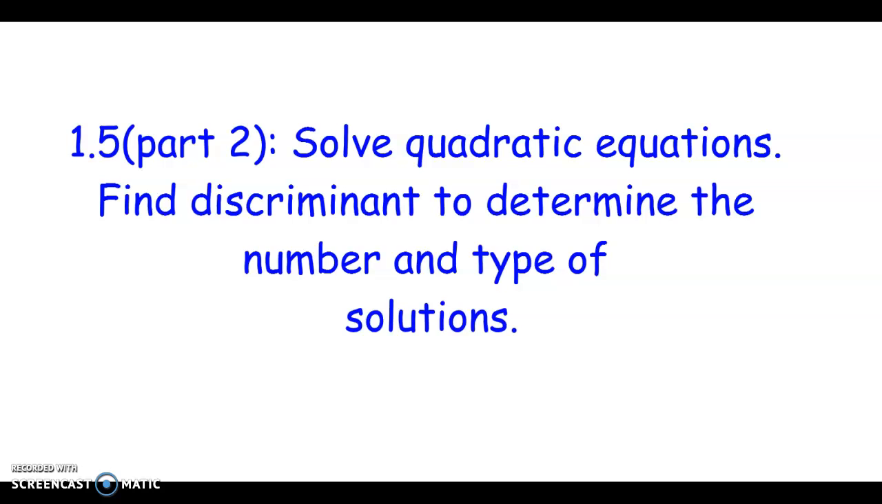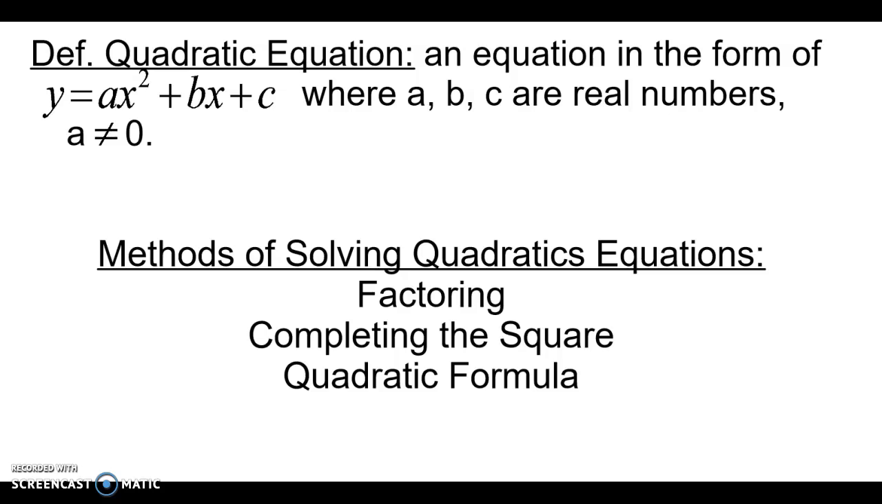1.5 Part 2. Solve quadratic equations. Find the discriminant to determine the number and type of solutions. A quadratic equation is an equation in the form of y equals ax squared plus bx plus c, where a, b, and c are numbers. Different methods that we have for solving quadratics are factoring, completing the square, and using the quadratic formula.